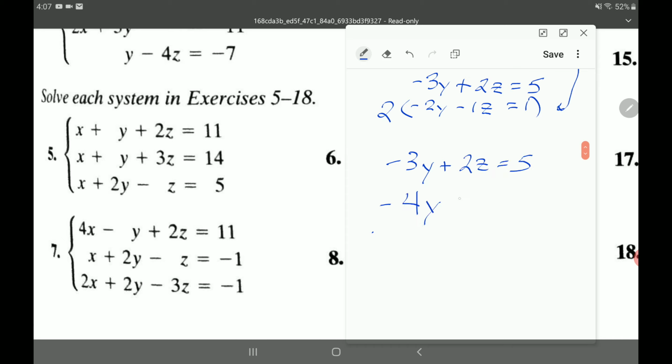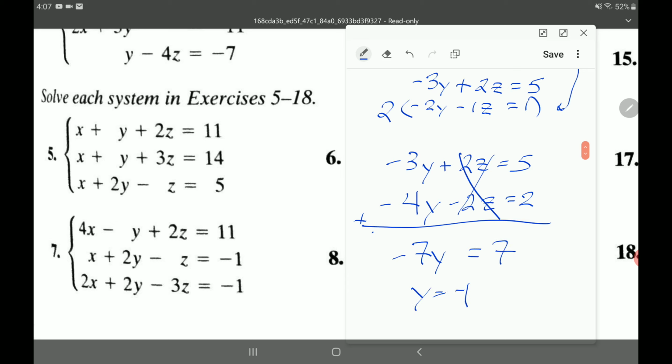-4y minus 2z equals 2. So this is going to give me -7y, if I add these together. The z's cancel, equals 7, which means y equals -1, which is the same answer we got last time. Okay? So I'm going to plug that back in.